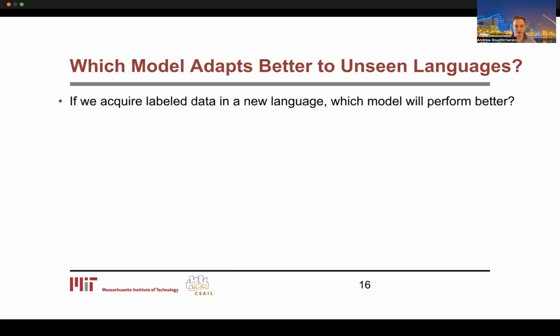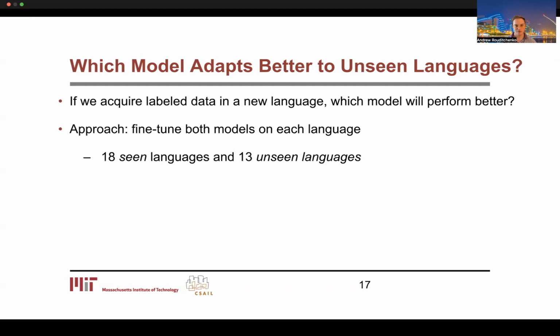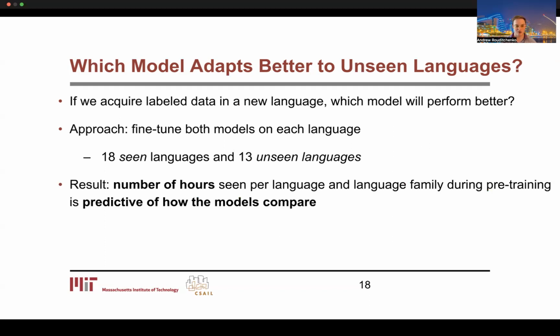So in this work, we're going to ask which model adapts better to unseen languages. Specifically, if we acquire labeled data in a new language, which model is going to perform better? Our approach is to fine-tune both models on each language separately. First, we're going to fine-tune on 18 seen languages separately, so they were trained on those 18 languages. Then we're going to try them on 13 unseen languages, so languages that they weren't trained on.